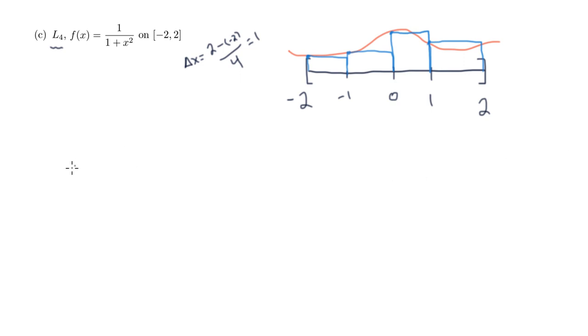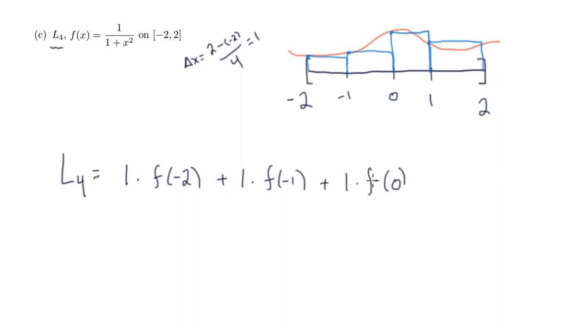So then L4 should be something like base times height of the first rectangle, so 1 times f of -2, and then base times height, so 1 times f of -1, 1 times f of 0. That's the left endpoint of the third rectangle. And then finally, 1 times f of 1.